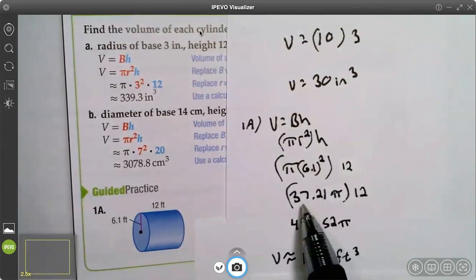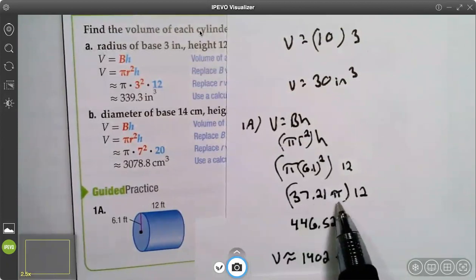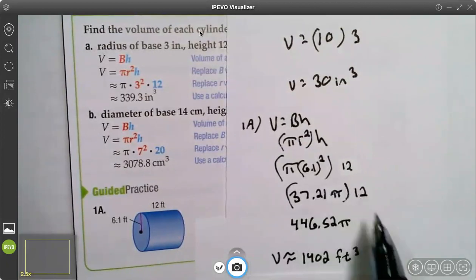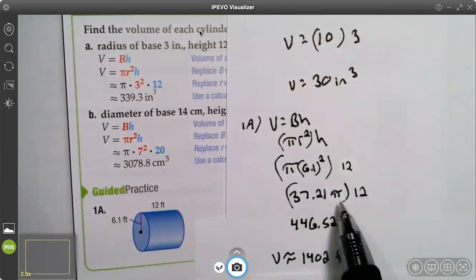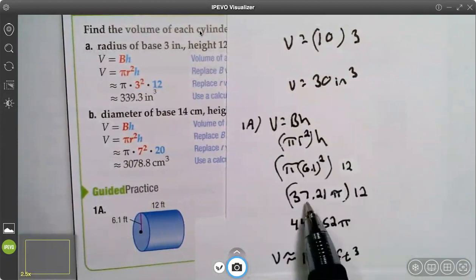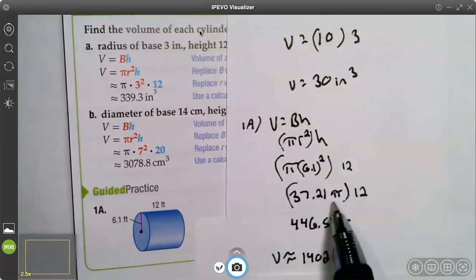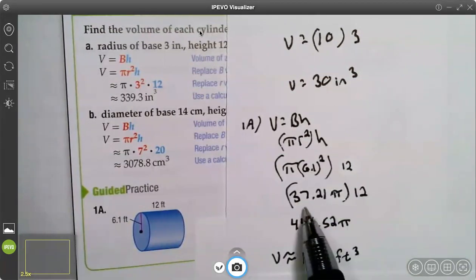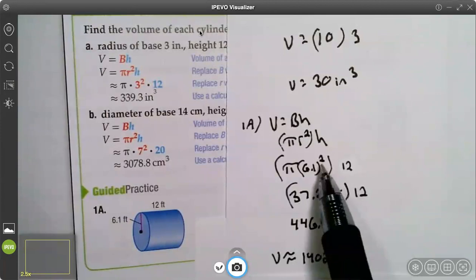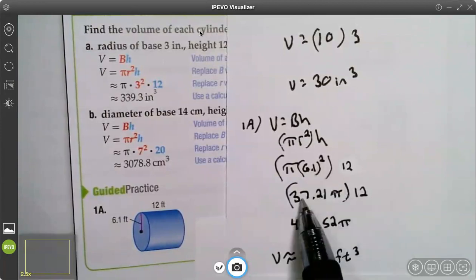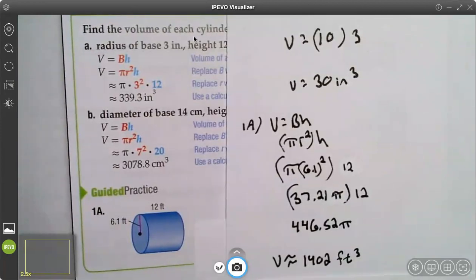You could have multiplied 37.21 times pi to get the area of the base and then multiplied it by 12, or you could have just multiplied these three numbers together, 37.21 times pi times 12, and go straight to the answer. It's fine. If you don't have to know the area of the base, you don't have to multiply those together first. Once you're in multiplication, you can multiply those three numbers in any order you want. What matters for order of operations is that you square the radius before you multiply those three numbers together.